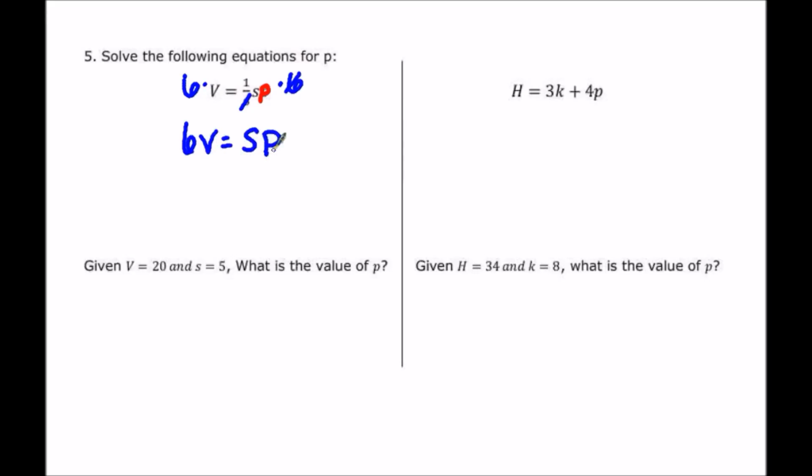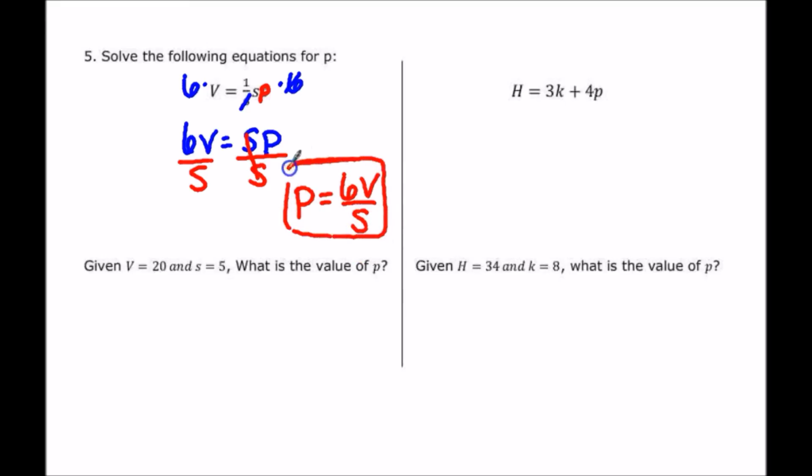Okay? But I still need P by itself, so I've got to do one more step. So I'm going to get rid of the S by simply dividing. Guys, it's so easy. It doesn't have to be numbers. You can just do the same mathematical opposite operations with variables. So technically, my final answer, I could say P equals 6V divided by S. And there's my answer. Okay? I've got P by itself. I'm good to go. Two steps, folks. All we did was multiply and divide.